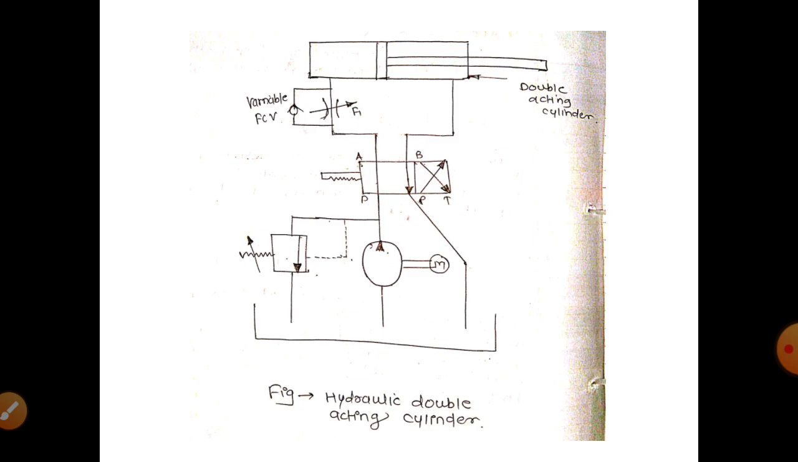In a speed control circuit, there are three types of circuit: the meter-in circuit, the meter-out circuit, and the bleed-off circuit. So what is a meter-in circuit? Meter-in circuit means we use a flow control valve in between the directional control valve and the actuator.